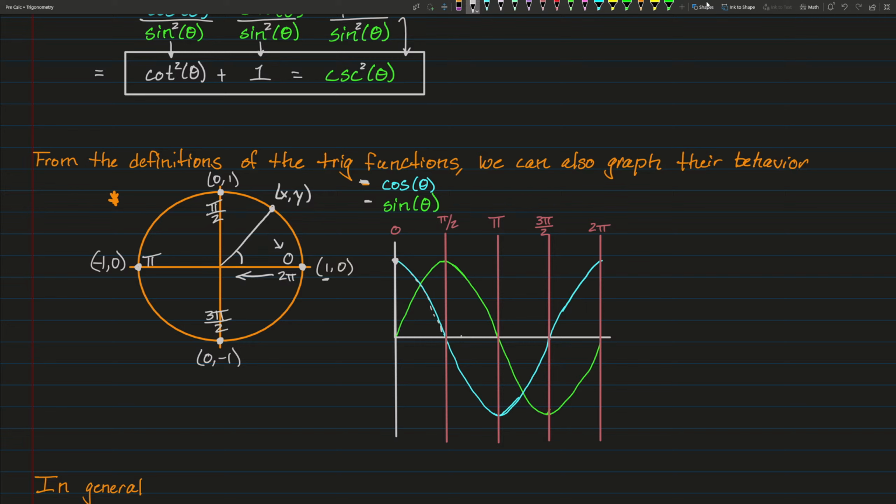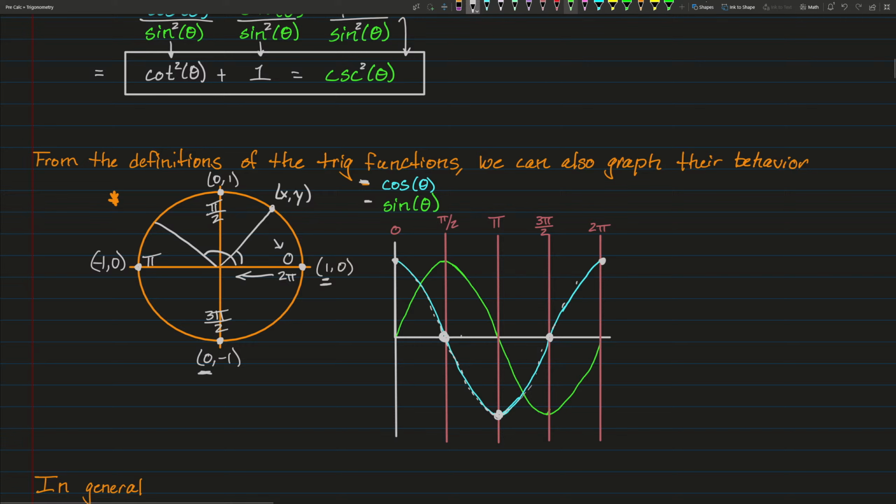Then we're going to get to pi over 2. It's going to be 0. That's this point right here. It's going to go past pi over 2, so it's going to be in the negative direction. It's going to get to pi, so it's going to be -1, which is this point right here. It's going to go back up to 0 at 3 pi over 2, where x will again be 0. And then it's going to go back up to the maximum at 1.